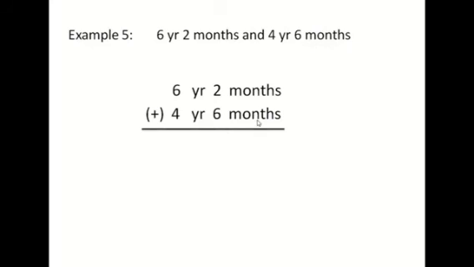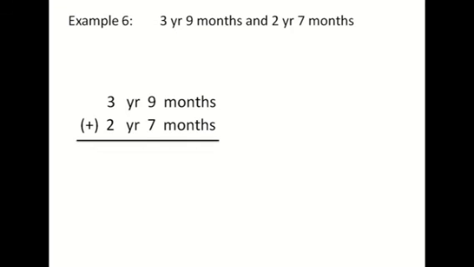We will add months to months, years to years. So 2 plus 6 gives you 8 months. 6 plus 4 gives you 10 years. So it is 10 years, 8 months. Very easy. Please complete it.